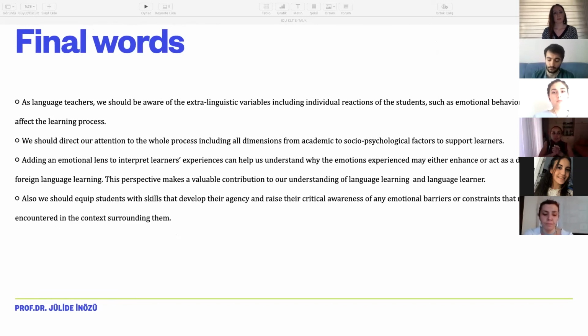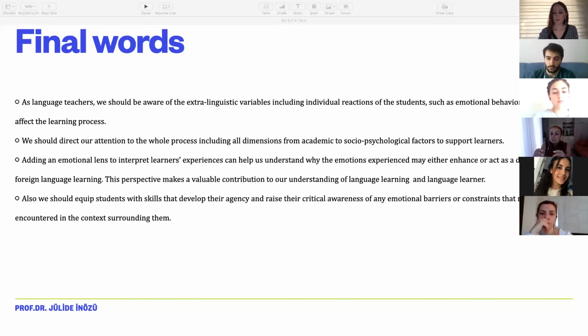So my final words. What does this mean for us as teachers, as future teachers? We should be aware that there are some extra linguistic variables, including emotions in language learning. So we should direct our attention as teachers to the whole process of language learning, including the whole person. So yes, our role is to teach them English, but if we want to support our learners, we should consider those socio-psychological factors at the same time, and we should wear our emotional lenses to be able to understand learners' experiences. Only then can we make a valuable contribution to their learning.